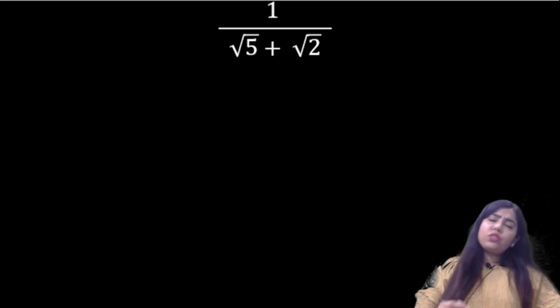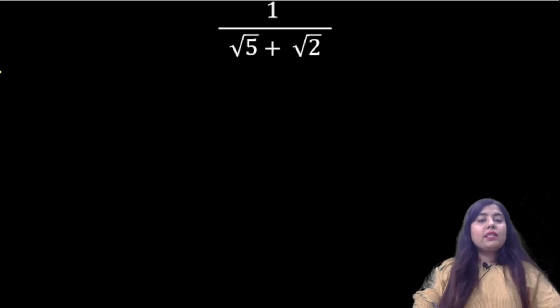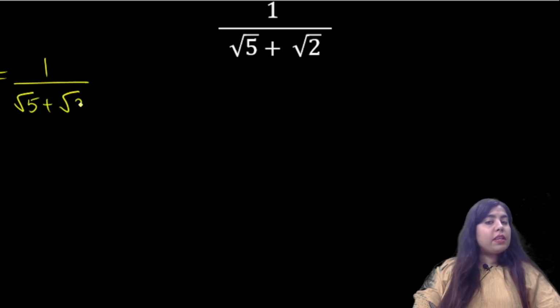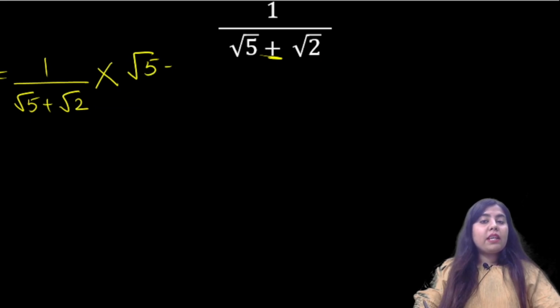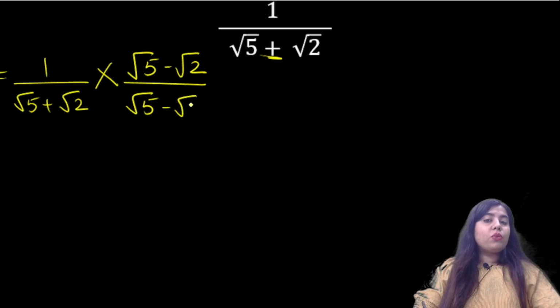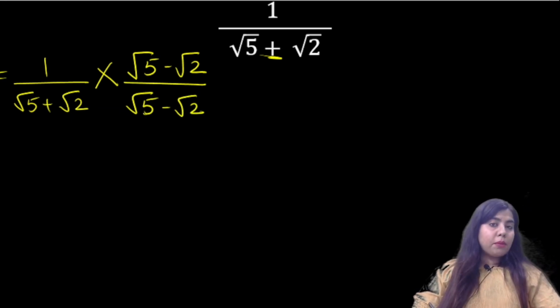Again we have to follow just the same steps. Just write 1 by root 5 plus root 2 as it is the given number. Now we have to multiply it by a suitable number. Multiply numerator and denominator both by a suitable number. Which suitable number? We just have to change this operation. Here plus is given to us, so we will put minus here. So we will multiply it by root 5 minus root 2 by root 5 minus root 2. Right? We have to multiply the numerator and denominator both by the same number.